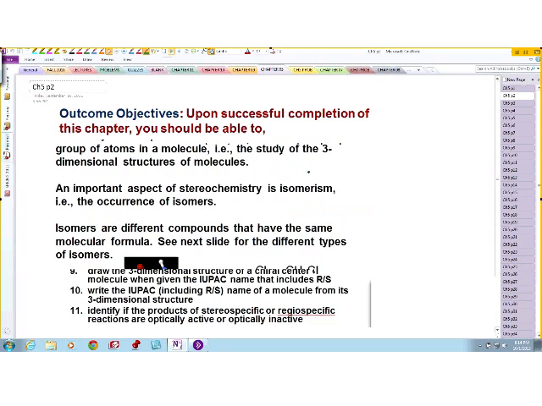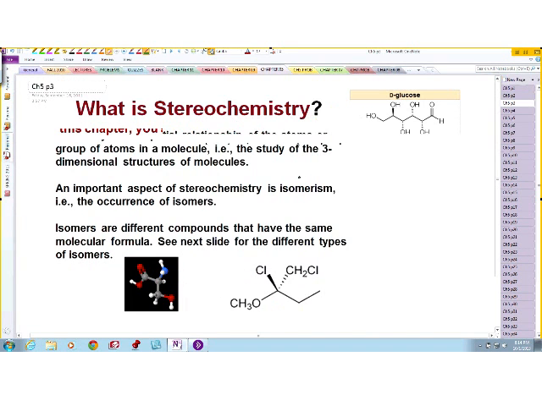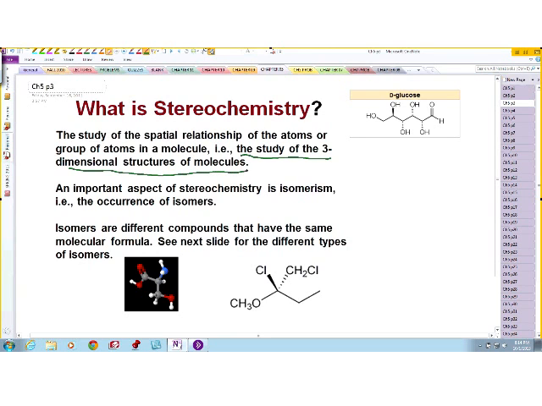Now the question is, what is stereochemistry? We say stereochemistry is the study of the three-dimensional structures of organic molecules. Or another way you can define stereochemistry, you could say it is the study of the spatial relationship of the atoms or groups of atoms in a molecule. In other words, we are going to look at the three-dimensional nature of organic molecules.